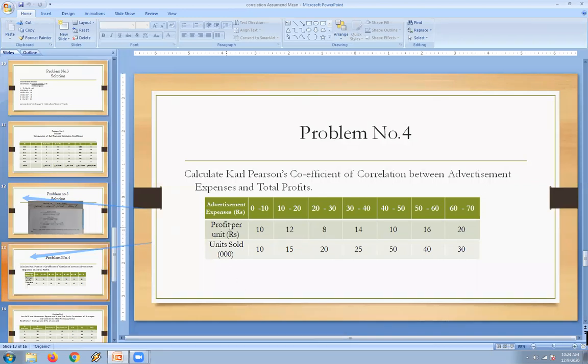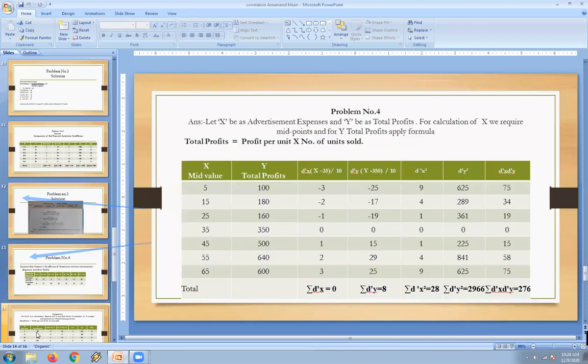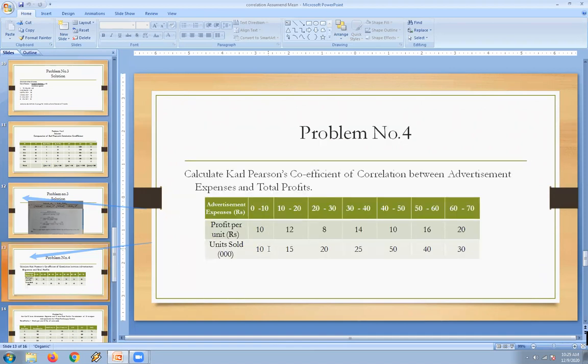Here they have given profit per unit and units sold. The profit per unit for the expenses under 0 to 10, 10 to 20, 20 to 30 is in the form of thousands, and 30 to 40 up to 60 to 70 also in thousands. We need to calculate here. For this case, the formula to be used is: total profit is nothing but profit per unit into number of units sold. You just have to multiply here. 10 into 10 is 100, 12 into 150, 15, 8 into 20, 14 into 25, 10 into 50, 16 into 40, and 20 into 30 for the calculation of total profit.